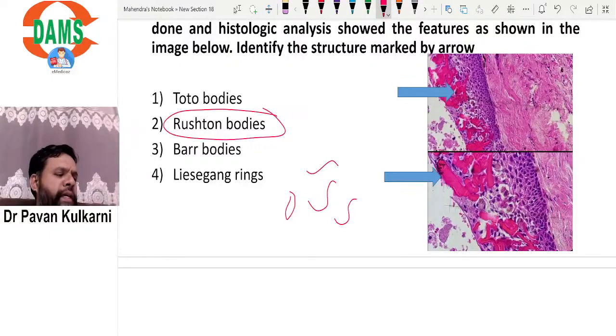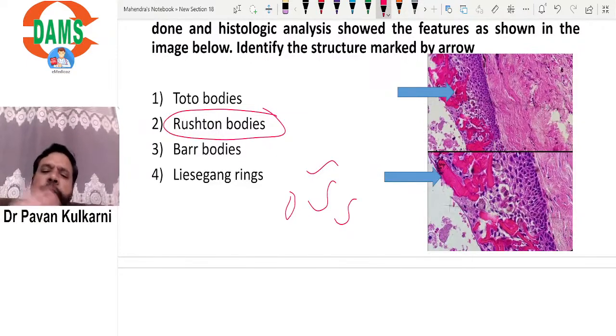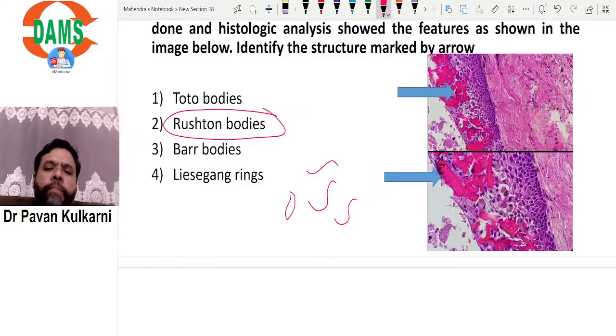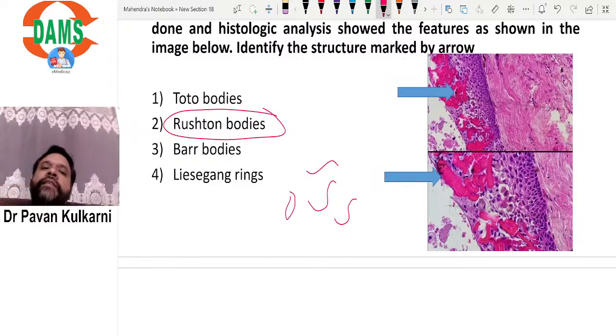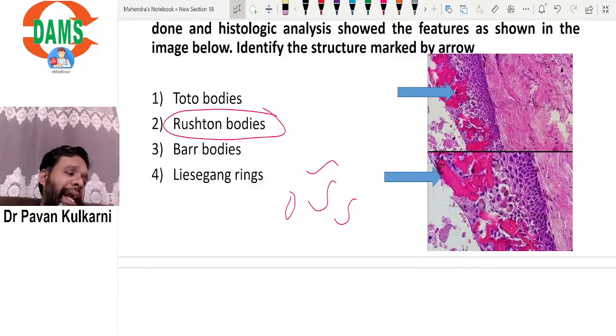So Rushton bodies are eosinophilic structures, pink structures, curvilinear structures, hairpin-like. The textbook describes them as hairpin-like. Typically, they are present within the epithelial lining. So location is important. You will never see Rushton bodies in the connective tissue. You will always see them within the cystic epithelium. I'm very glad you people are answering the question. Very good.